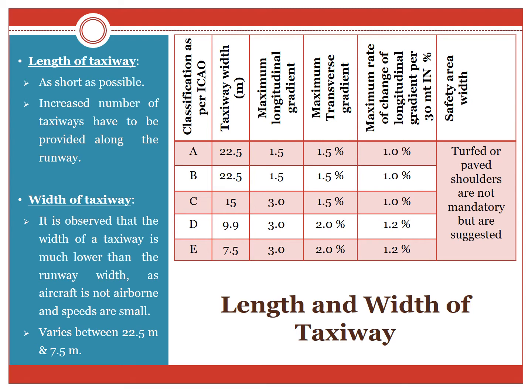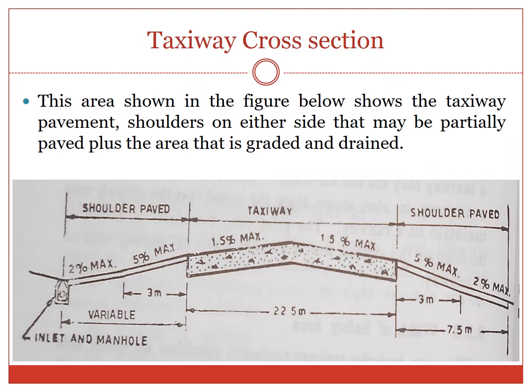It is approximately 75 feet. For B, it will be 22.5 meters. For C, it will be 15 meters. That is approximately around 50 feet. For D, it is 9.9 meters. And for E, it will be 7.5 meters, approximately 25 feet. So these are the lengths and the widths of the taxiway.